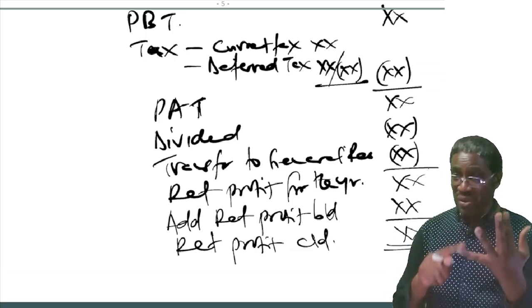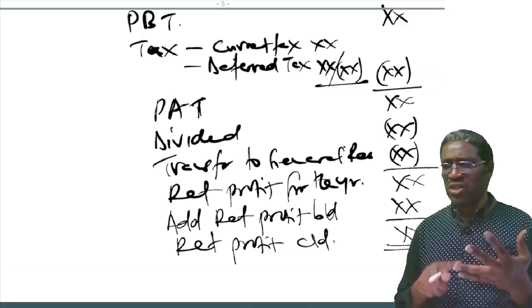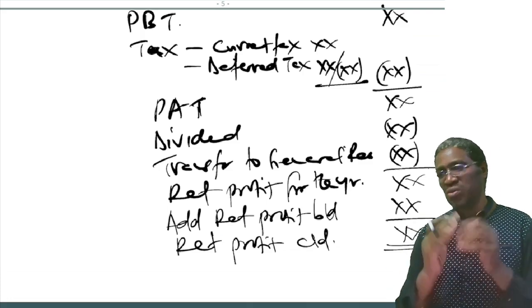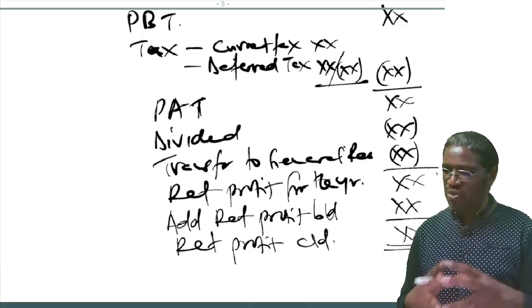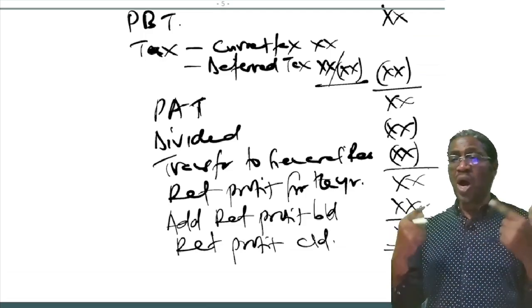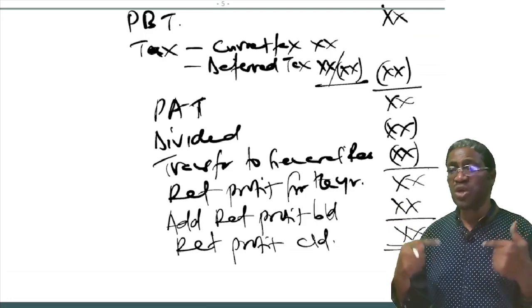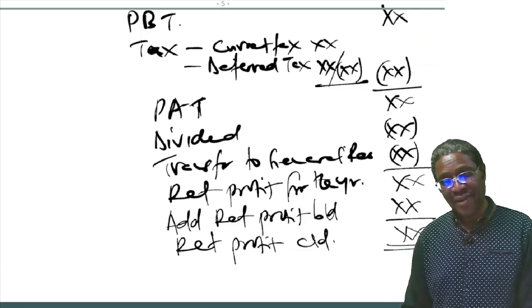That means you remember, you had to minus the dividends if your company paid dividends, if there was a transfer to a reserve, or they were creating whichever form of reserves, you had to minus. Then you had to get what you used to call retained profit for the year. Then you had to add retained profit brought down, so that you get retained profit carried down. Now listen to this now.